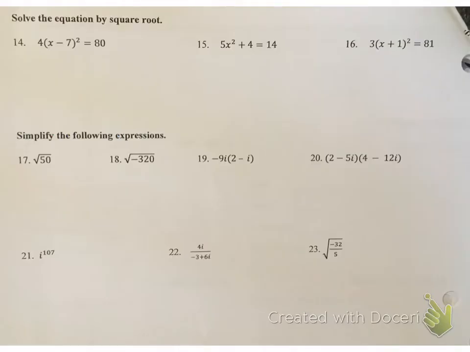Number 14, solve by square root. So all of these are in vertex form. I guess this one is not. Number 15, well, it could be because there's no h. So I want to get x by itself. So the first step in number 14 is I'm going to divide everything by 4.